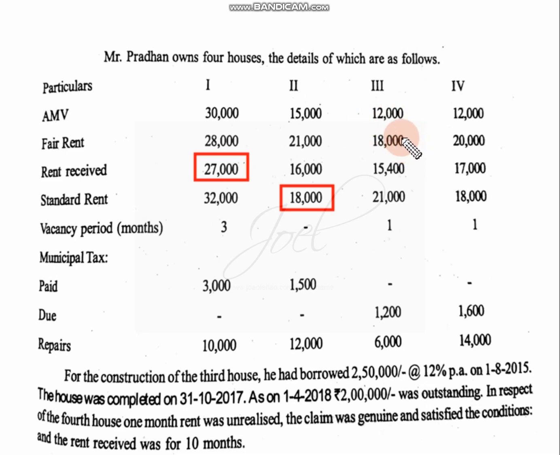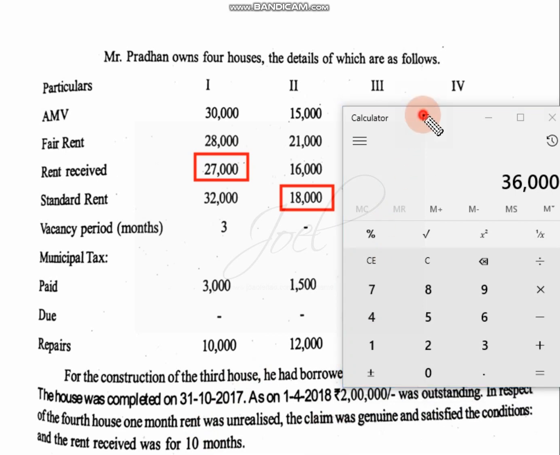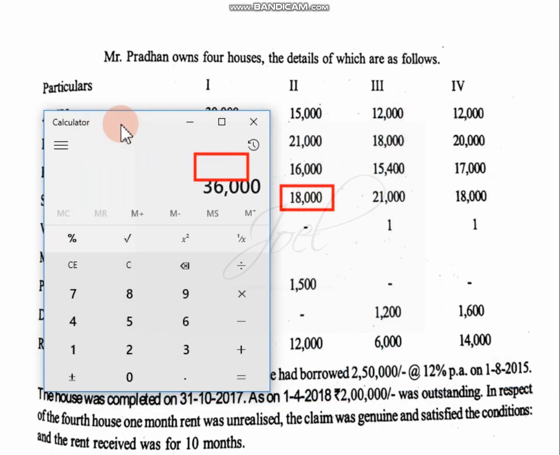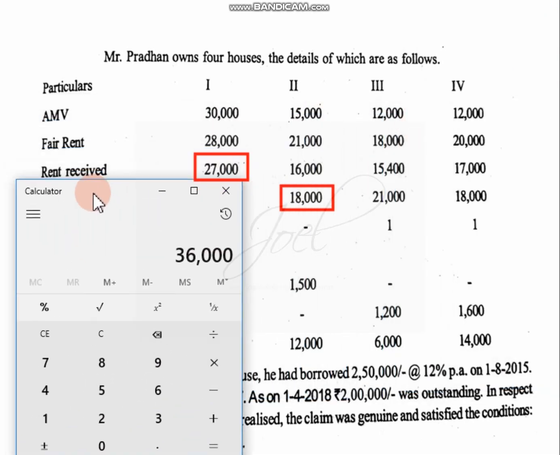12,000, 18,000, highest one is 18,000. 18,000 and 21,000, lowest is 18,000. Now 18,000 and 15,400, in the normal case which amount we have to consider? 18,000 we have to consider. Now we will see how it will happen. See, here the house was vacant for only 1 month. 1 month it was vacant. So we will consider how it will work out in this particular case.